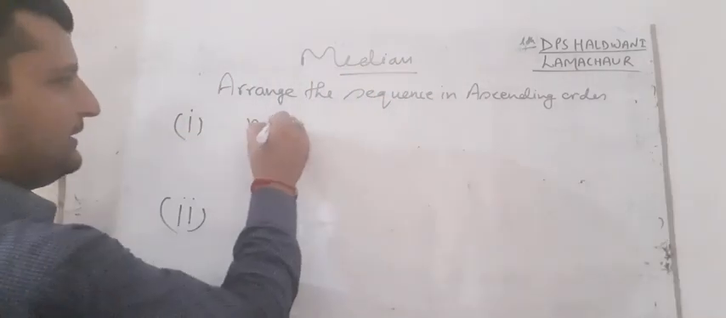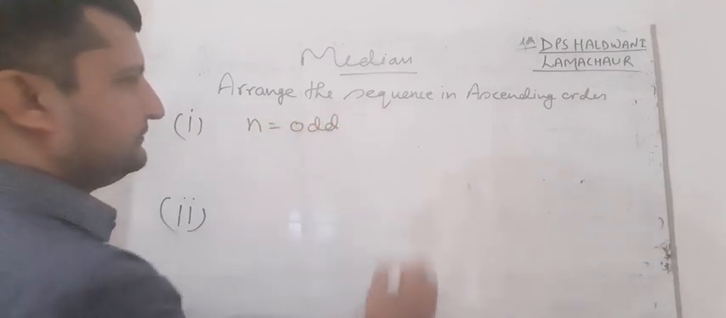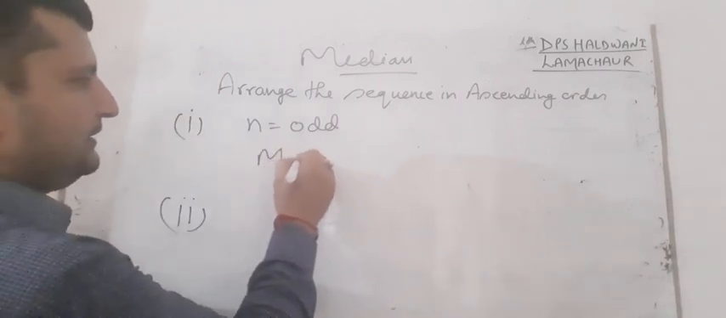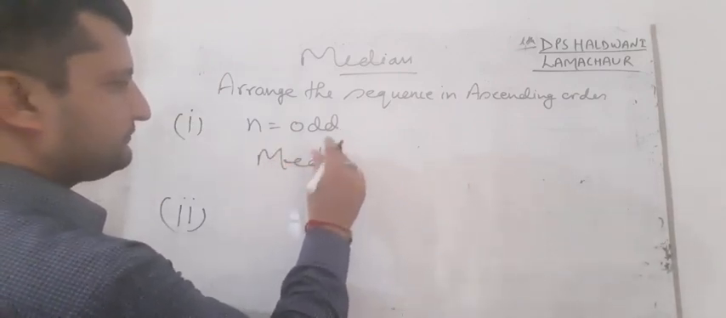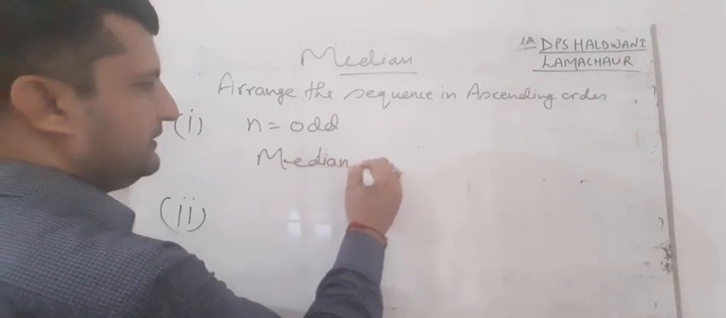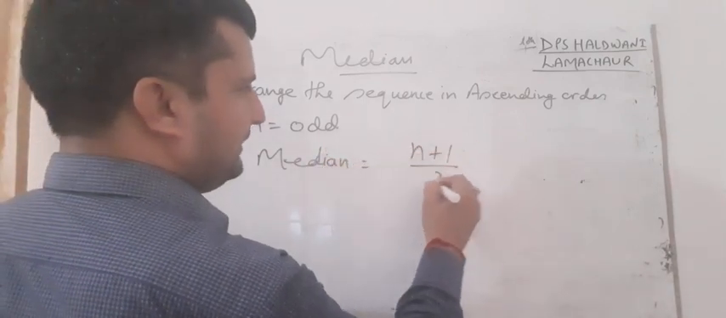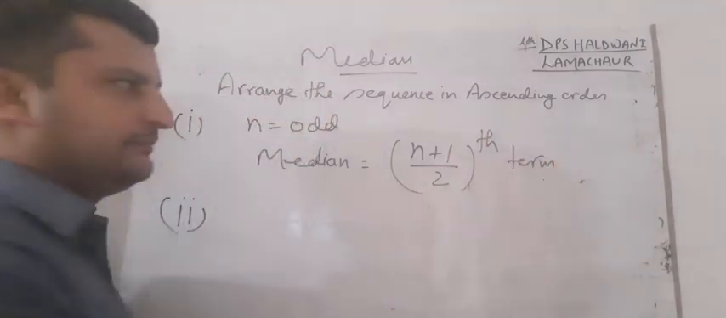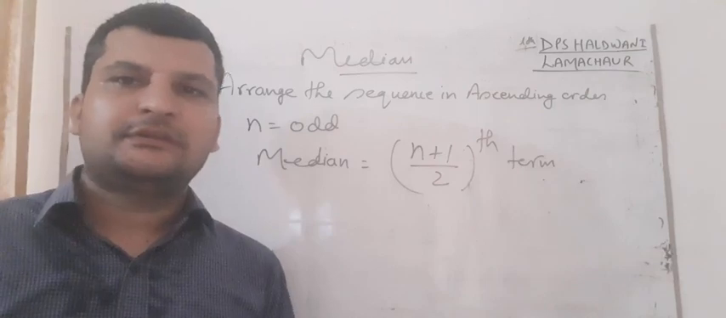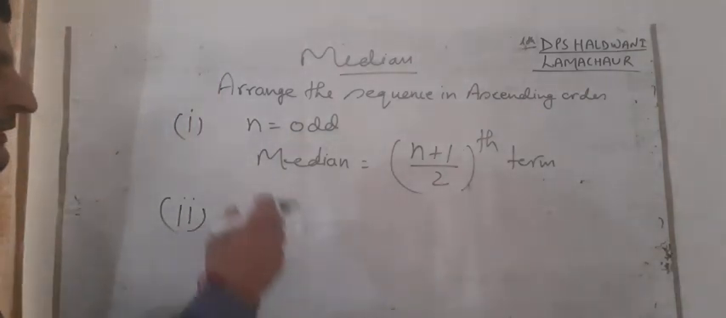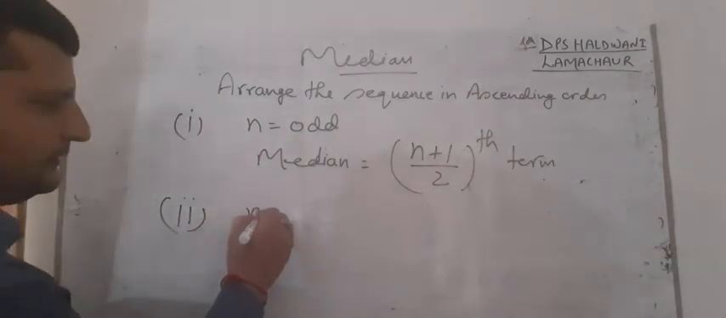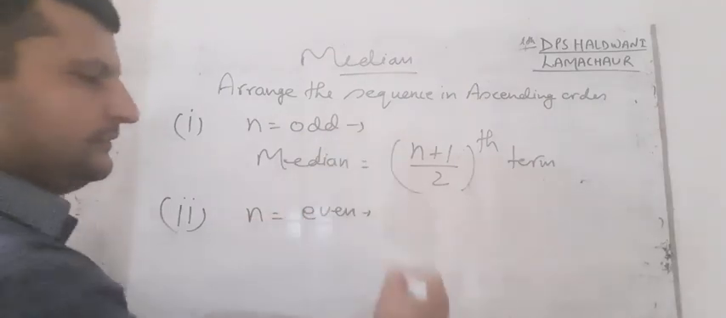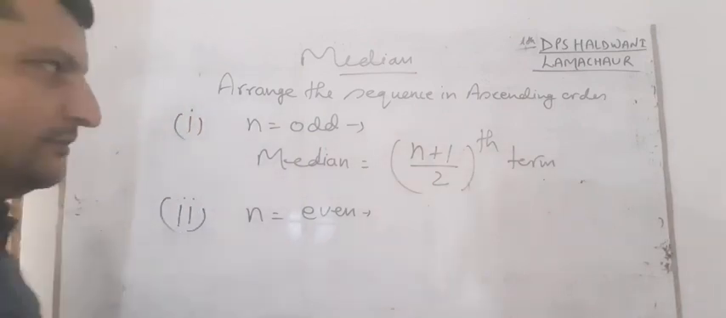If n is equal to odd number, how we can find the median? Median is equal to the (n plus 1) by 2th term. And under the second one, if the number of observations is even, students, there are two formulas you have to write in your notebook.